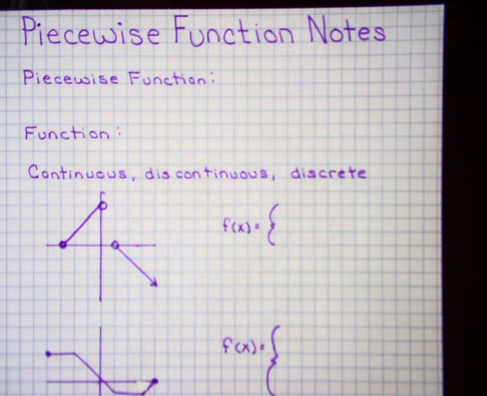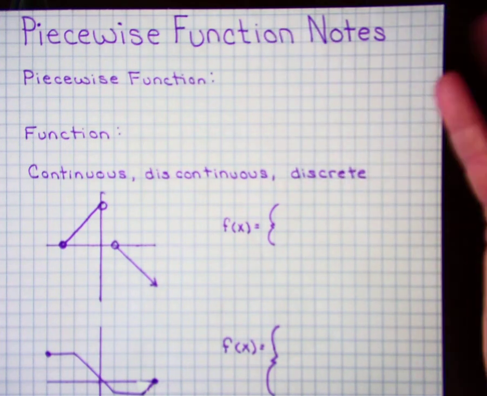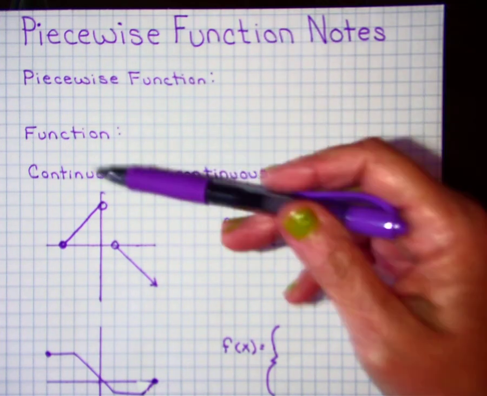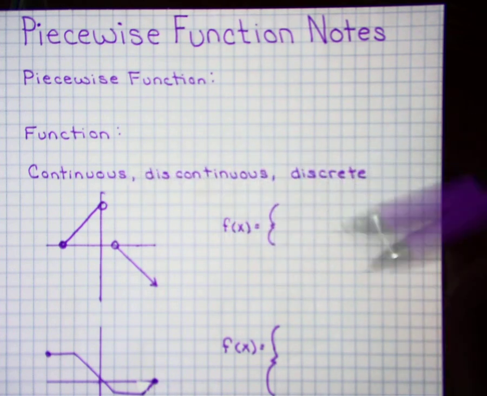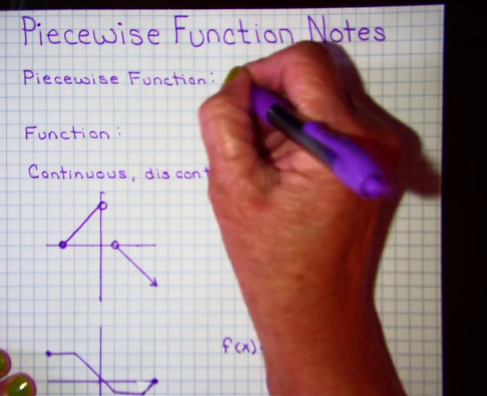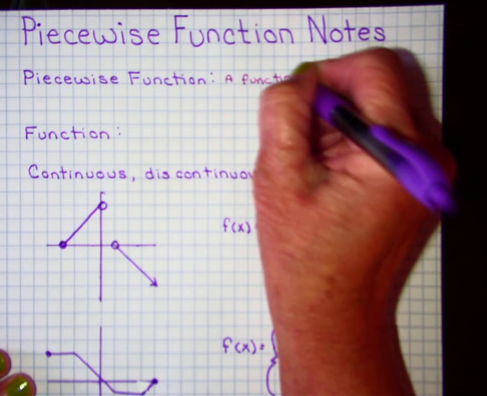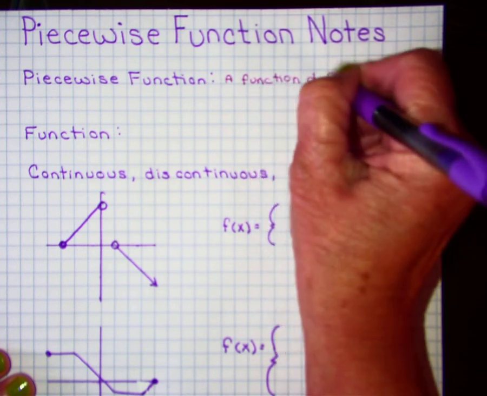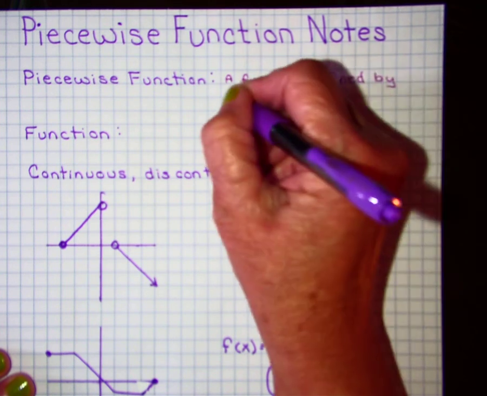Now we're going to look at piecewise functions, and really what piecewise functions mean. We're also going to look at what's continuous, discontinuous, and discrete. A piecewise function is a function defined by multiple subfunctions.